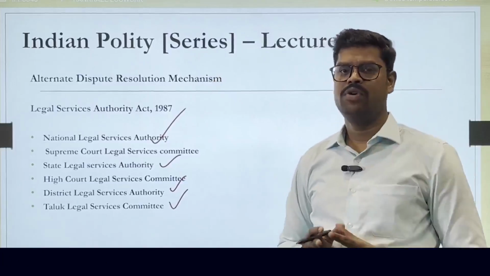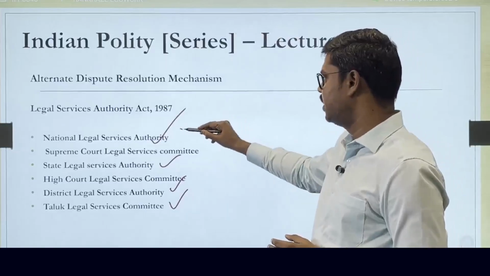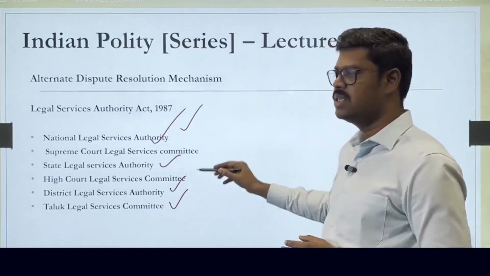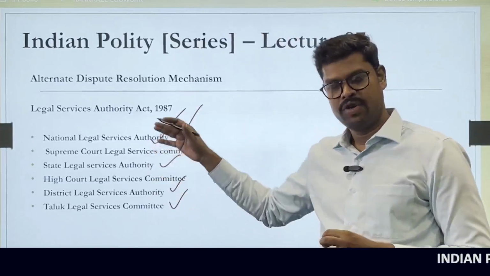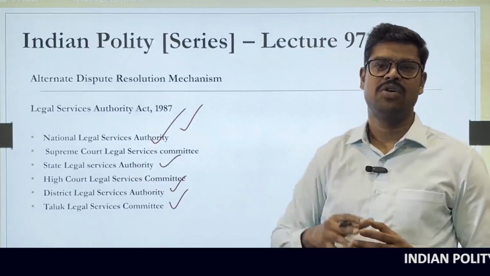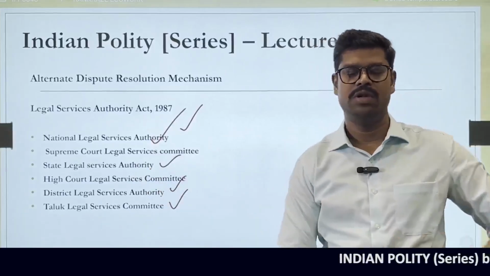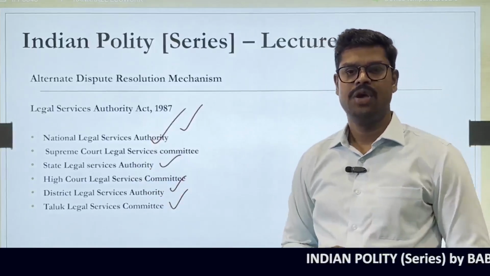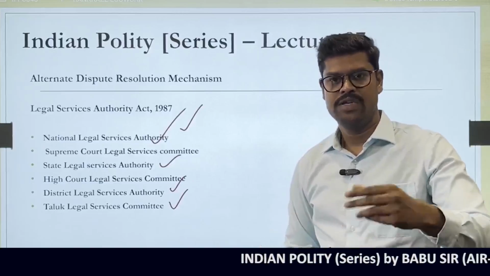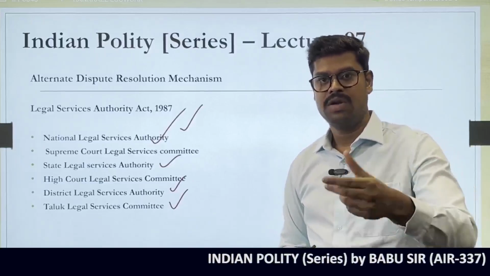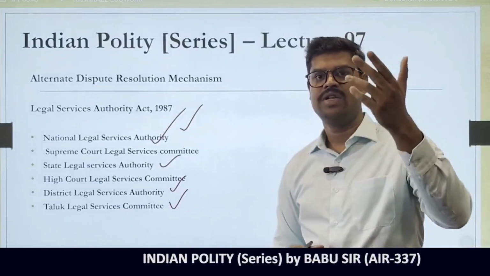We will see who are the people eligible to get the free legal aid. So at the apex, you have the National Legal Services Authority. The National Legal Services Authority will be in touch with the State Legal Services Authority for every state, and the State Legal Services Authority will be in touch with the District Legal Services Authority in every district, and below that the Taluk Legal Services Committee. So depending upon where the people are, depending upon where their dispute is, they can reach the Taluk Legal Services Committee, or the District Legal Services Authority, or the State Legal Services Authority, or the national level.